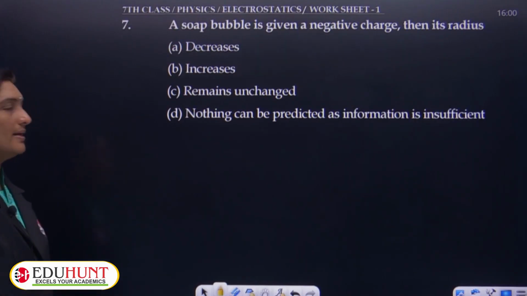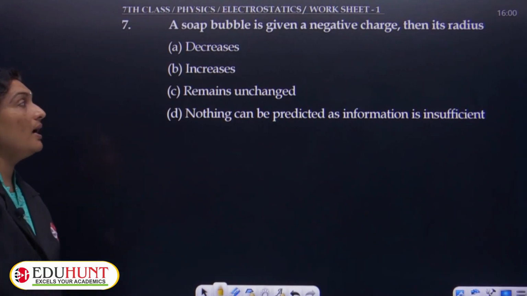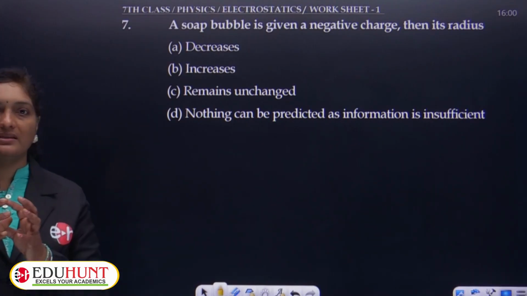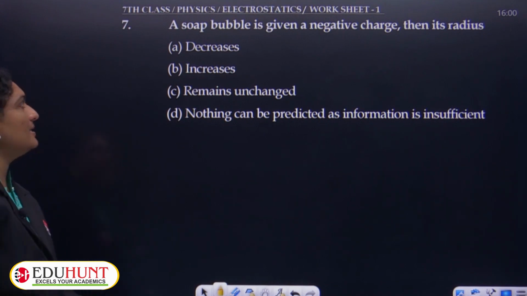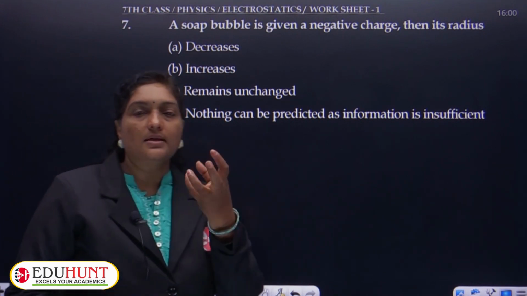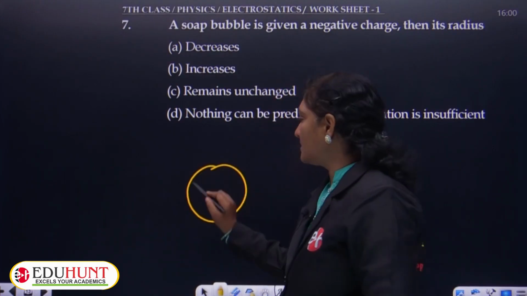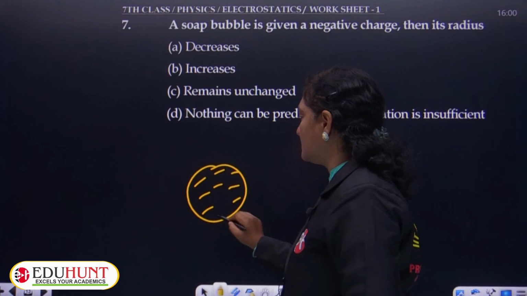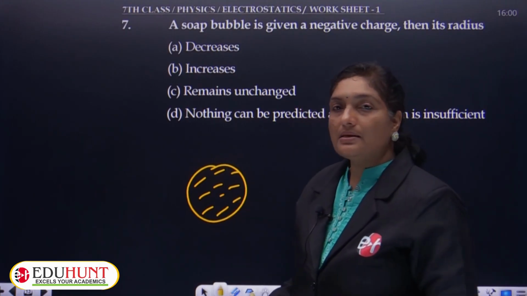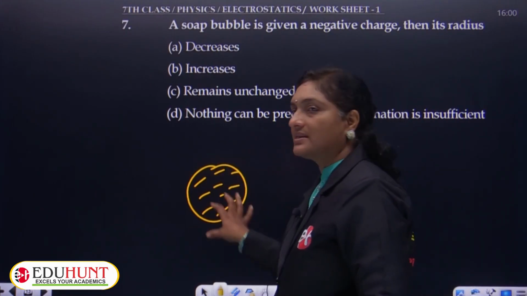So, now moving to the next one, the 7th question. A soap bubble is given a negative charge. Then its radius? So, consider a soap bubble. For this soap bubble, what charge is given? Negative charge is given. So, what happens? All are the same charges, like charges.